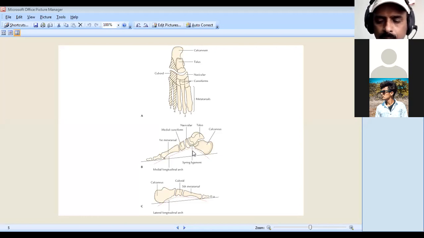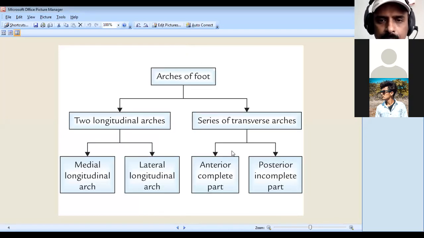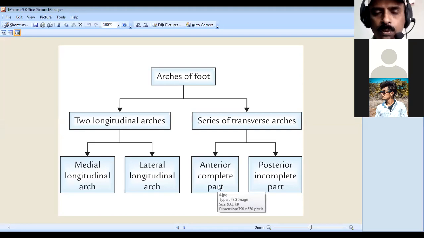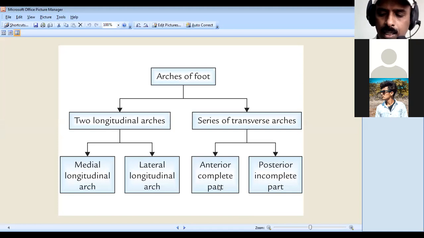So with this, we have covered almost all the arches of foot. The classification you should remember: I have told anterior complete, posterior incomplete. The posterior is completed by combining with its opposite counterpart, that is, compared with the other leg. The anterior is complete because the heads of the first and fifth metatarsals touch the ground. So you have to know that about the arches of foot.